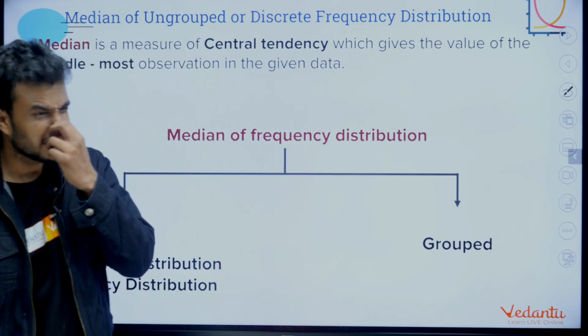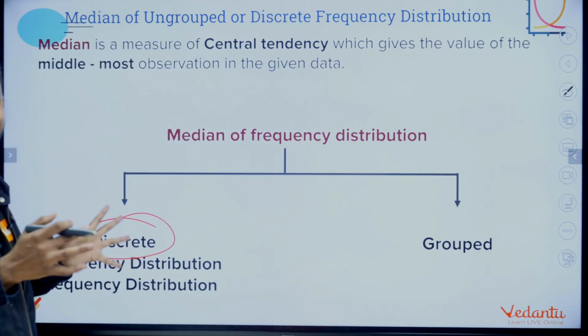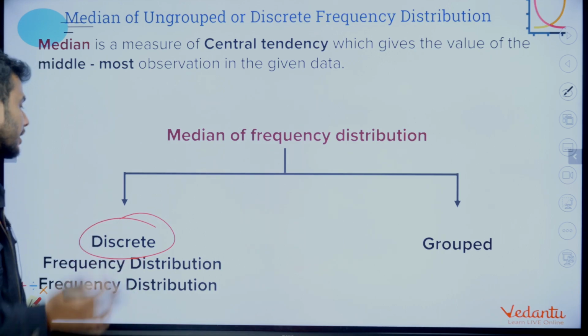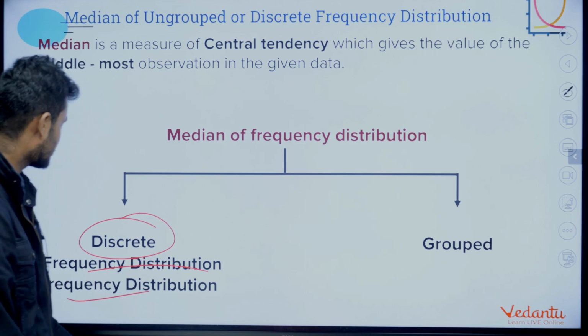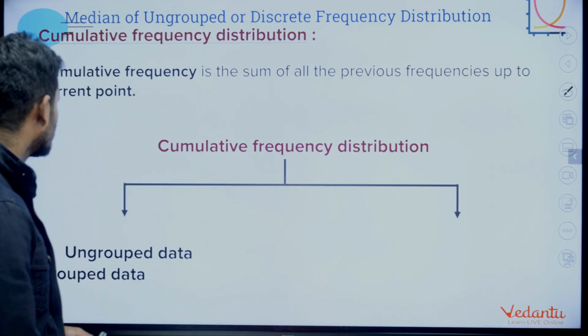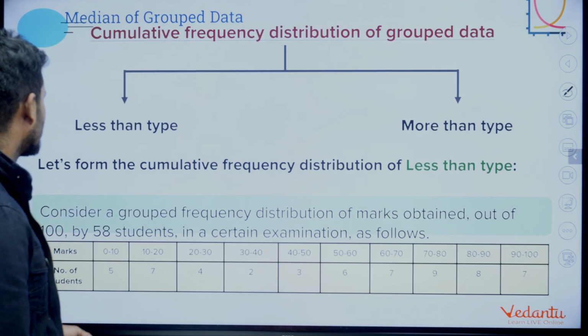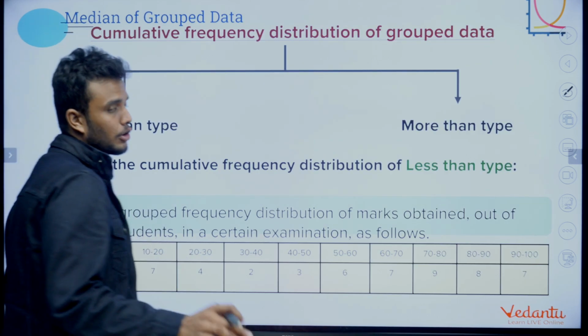Median is a measure of central tendency. We already know we have two methods, discrete and grouped. It is divided into two categories, discrete category and grouped category. In discrete, frequency distribution is there. Both are the same only. Frequency distribution in grouped. Let's solve some problems. Ungrouped data is also there. Grouped data, ungrouped data. Then let's move to the cumulative frequency distribution of grouped data.